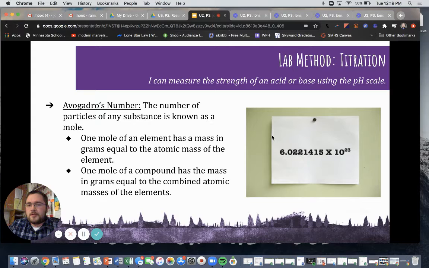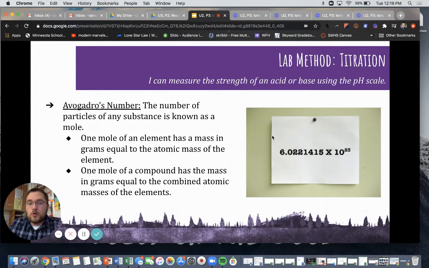This specific number is very important. Avogadro's number is the number of particles of any substance that is known as a mole. Okay, that's what this number tells us. This number is 6.0221415 times 10 to the 23rd. Okay? One mole of an element has a mass in grams equal to the atomic mass of the element. One mole of a compound has a mass in grams equal to the combined atomic masses of the elements.